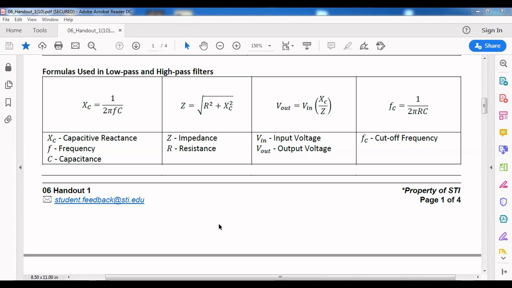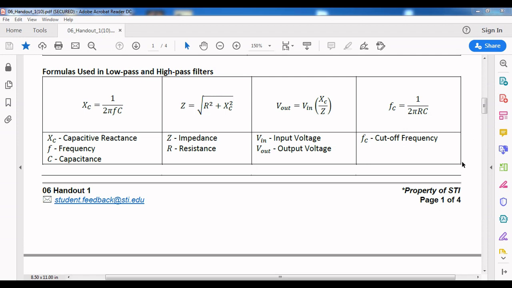Hello, good afternoon. So for today, I am creating a video lecture to augment our learning with regard to the problem solving involved in filters. I have already sent to you the audio lectures for the concepts in active filters for part 1 and part 2. So this time around, let's look into things that we need to solve or to be able to calculate when we look into filter design.